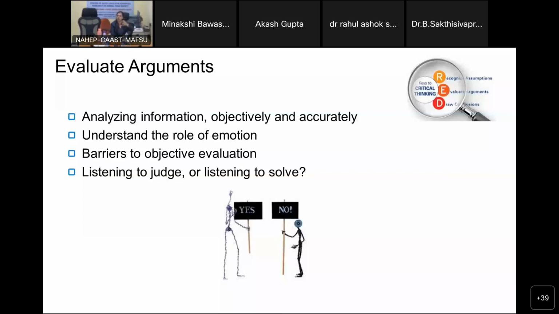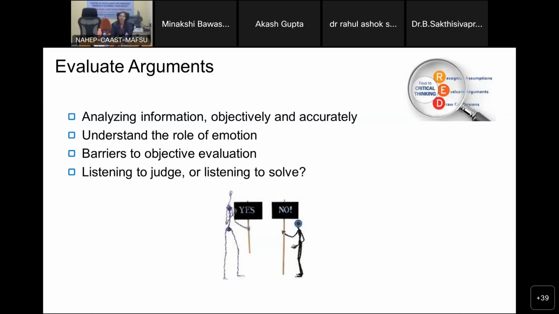But in listening to solve, you're listening, you're processing the information, and then you're trying to solve it. So what do you do generally? Do you listen to judge or do you listen to solve? This is how you need to start thinking. I'm not asking you to tell me, but this is your self-assessment, of what you do.